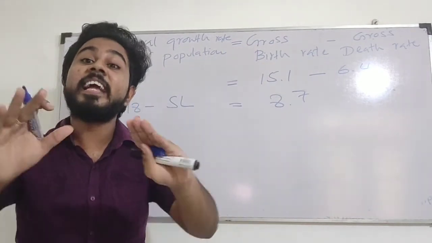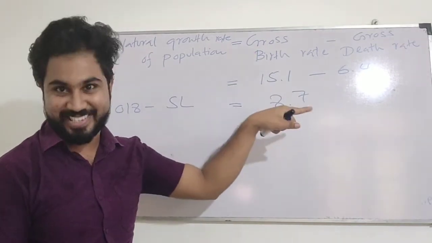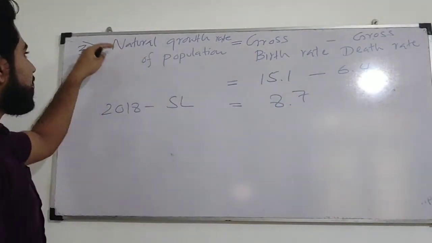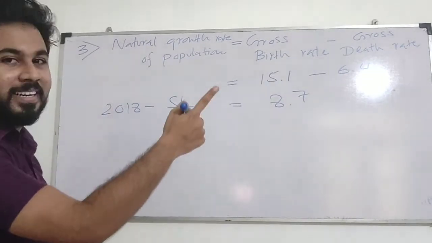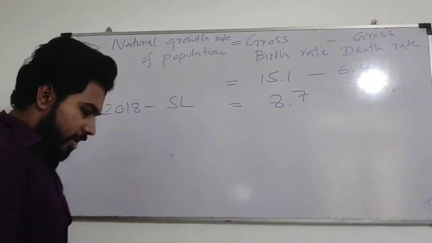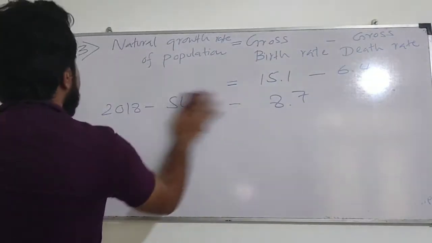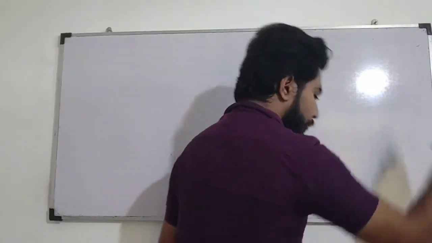So this happens naturally because birth and death are natural causes. Clear? So this is what we call the natural growth rate of population, the difference between the birth rate and death rate. Clear? Right. Okay. So we have done three main ratios so far, and we go to the fourth one.